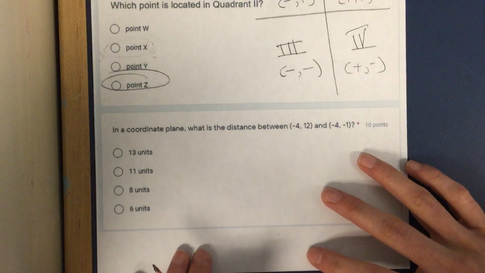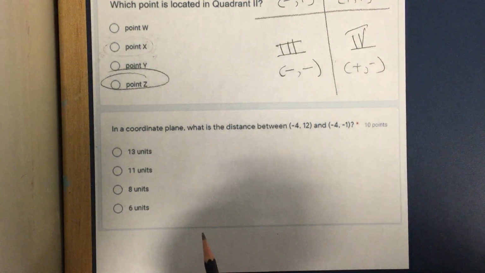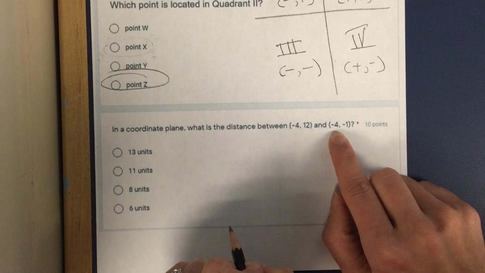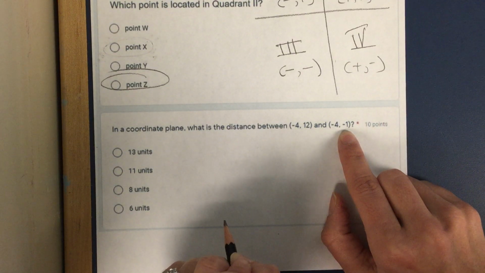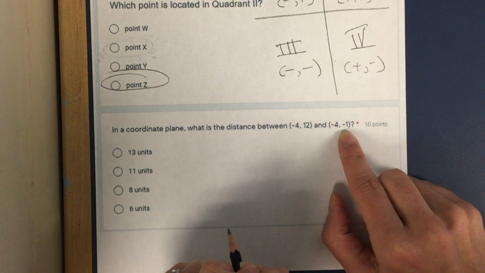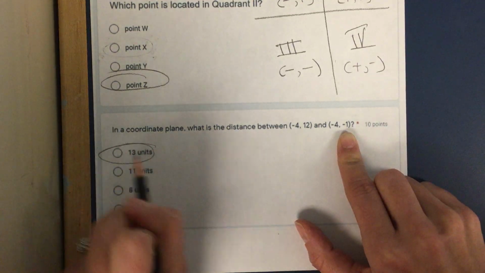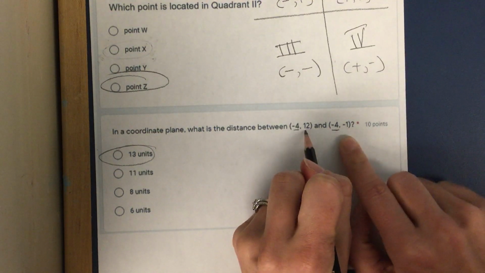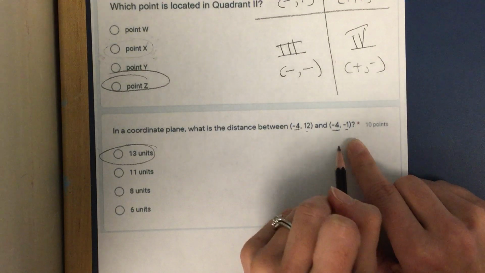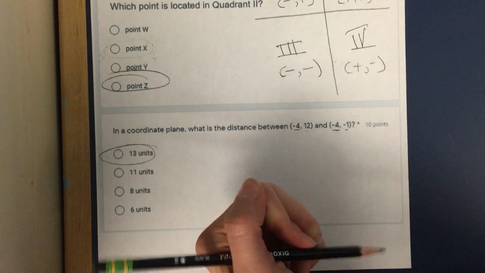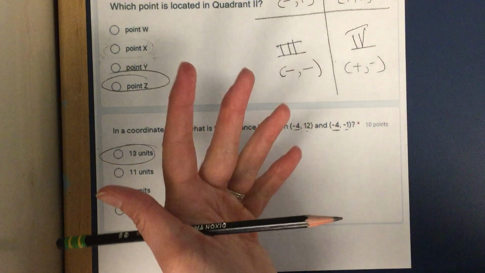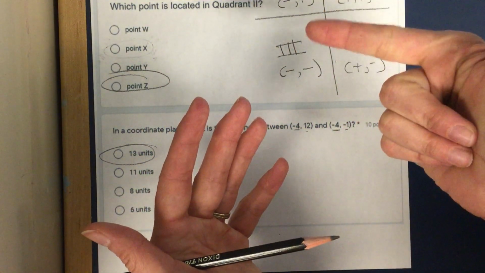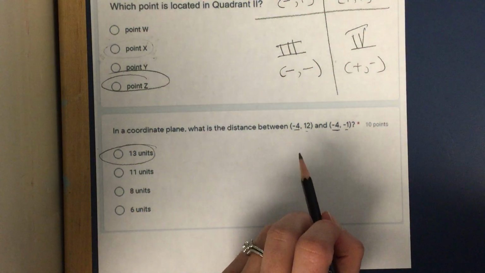And our last one right here says, in a coordinate plane, what is the distance between -4, 12 and -4, -1? And that is going to be 13 units. And on these, I just looked, these are the same. So I'm going to count the difference between 12 and -1. So between -1, you go -1, 0, 1, 2, 3, 4, 5, 6, 7, 8, 9, 10, 11, 12, and that's 13 units. So there's a difference of 13 units.